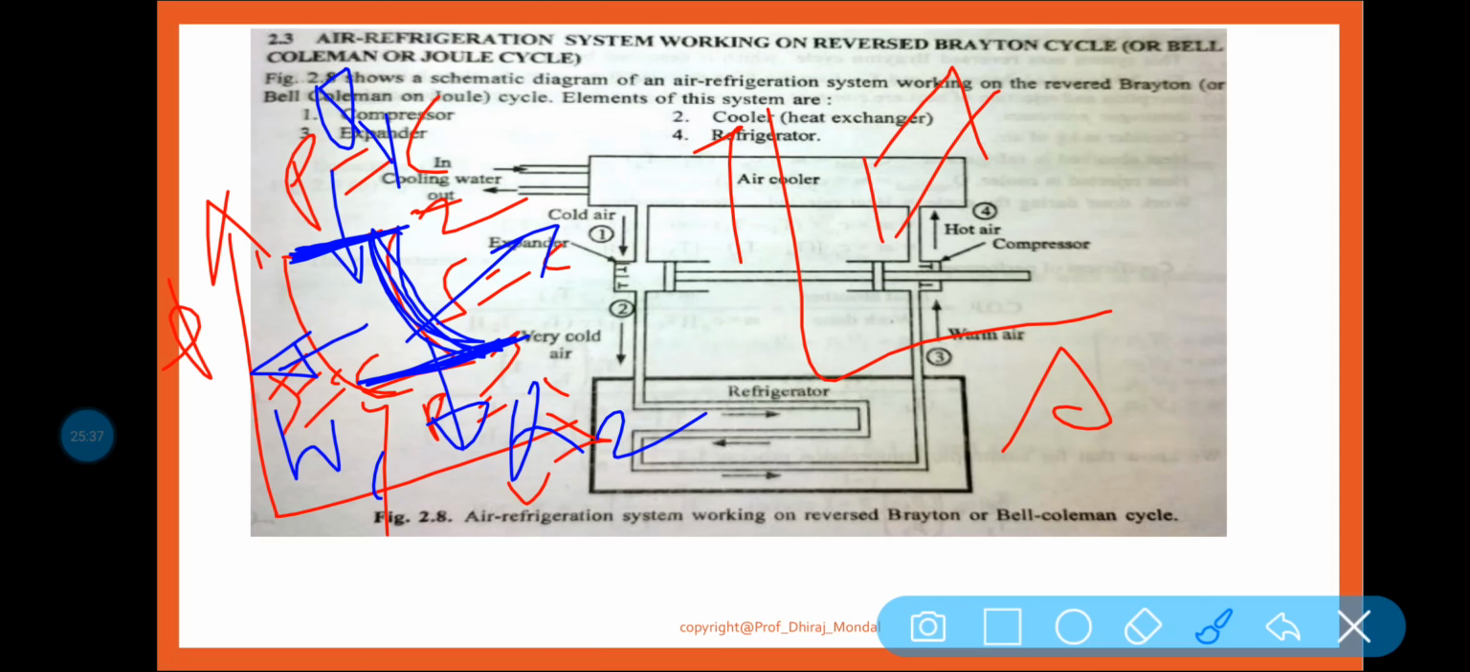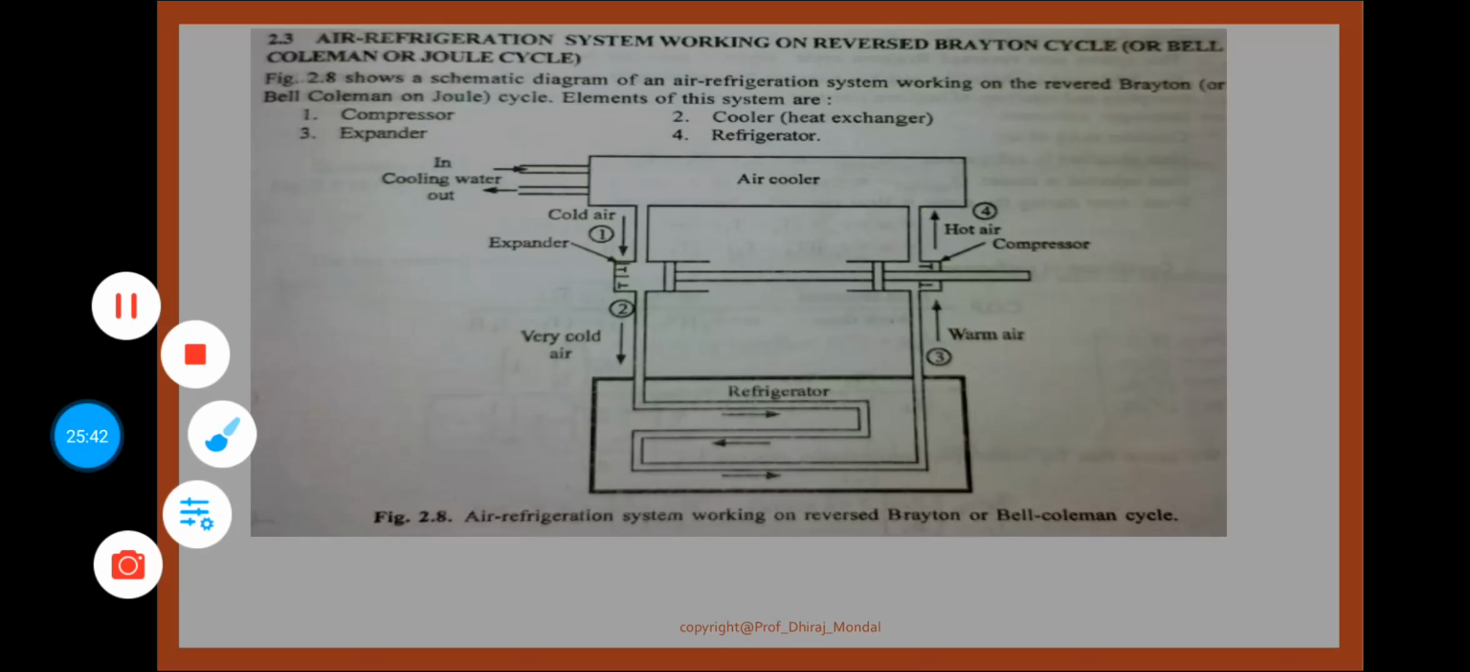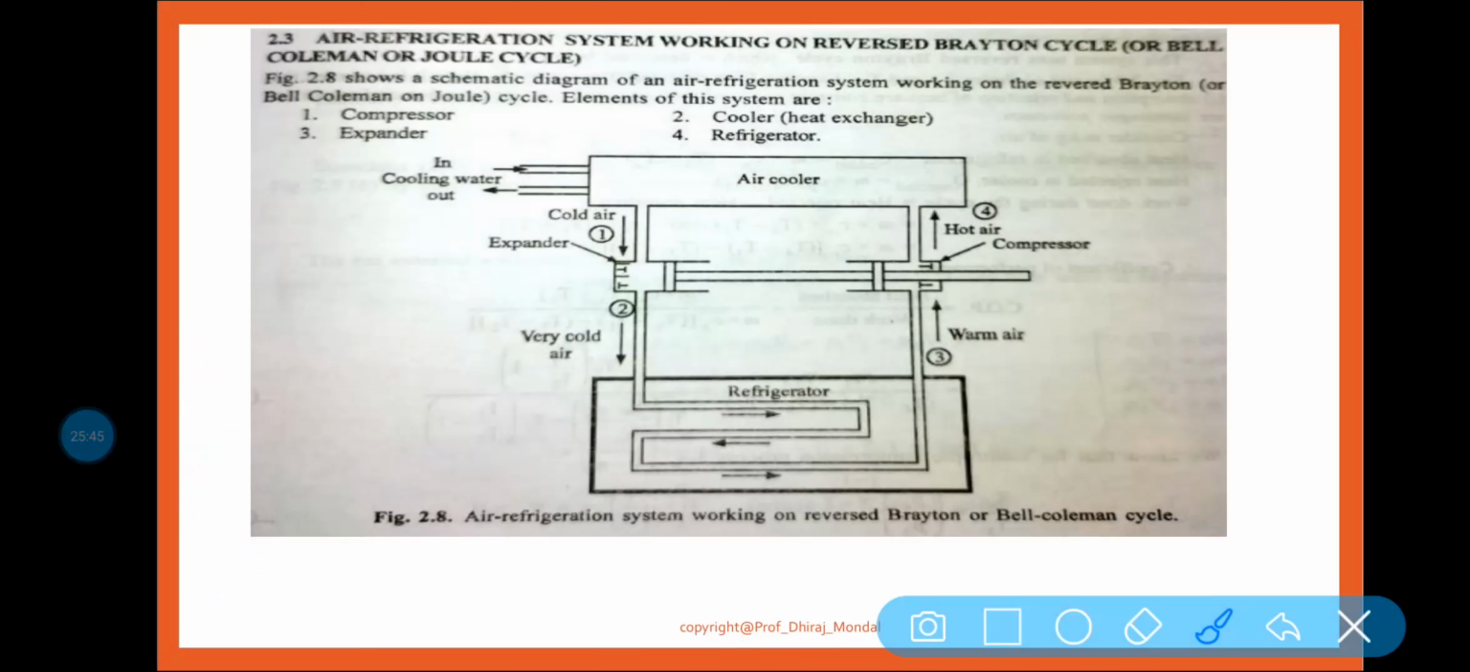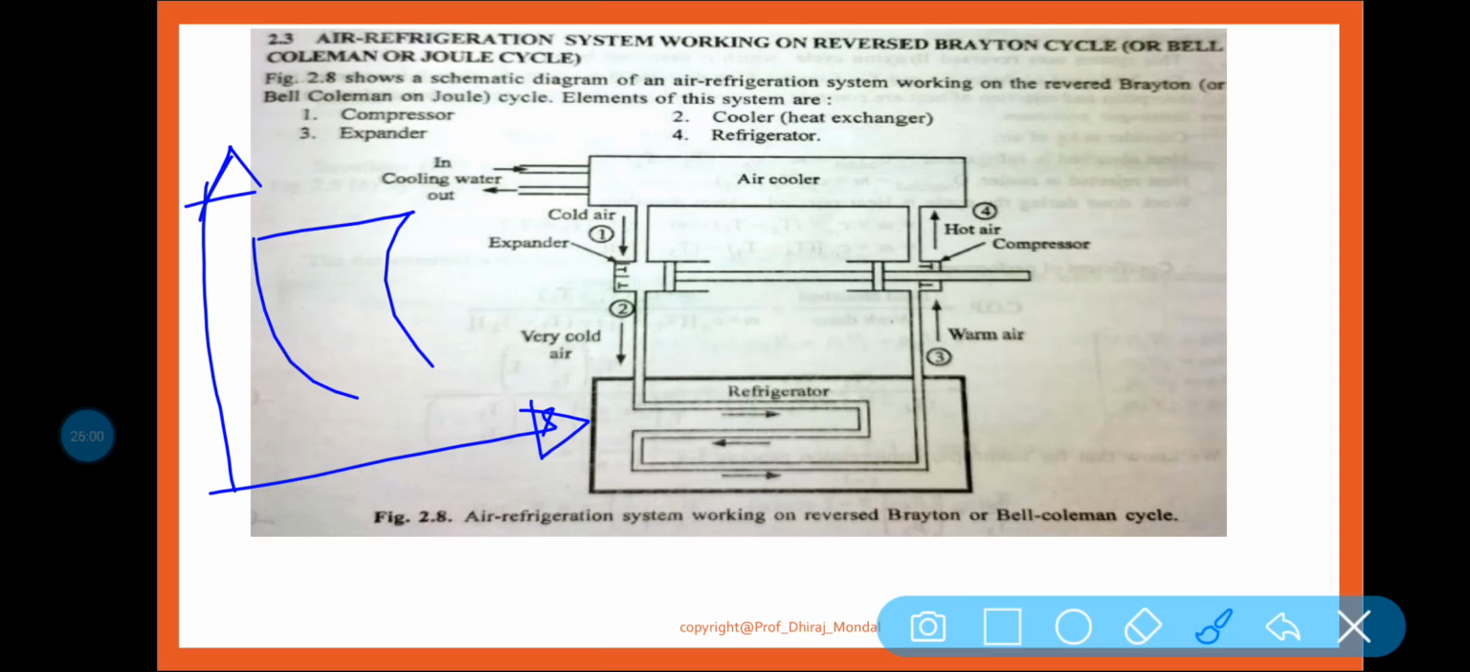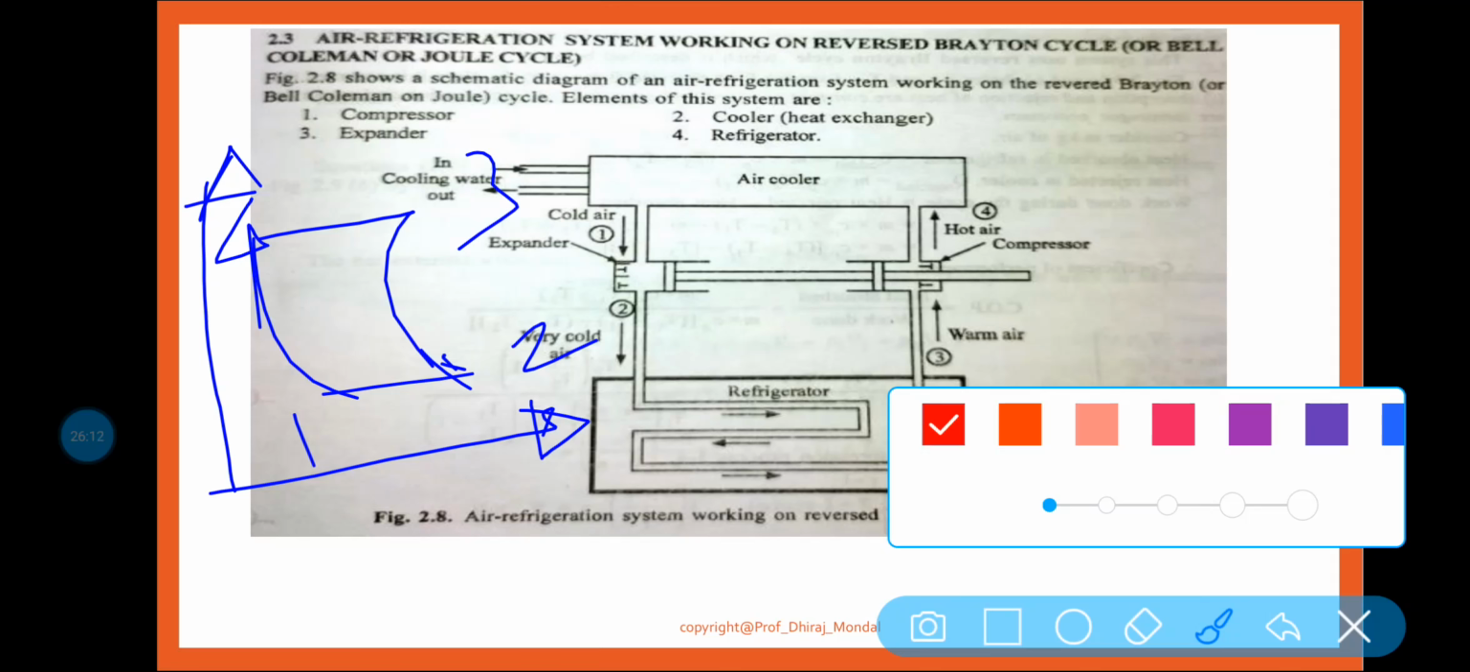So I hope it is clear. Brayton cycle, similarly 1, 2, 3, 4 in the TH diagram. So Brayton cycle you have gone through in your thermodynamics or gas turbine. When you have gone through gas turbine, this part is already discussed. So if you know the Brayton cycle, then this part will be easy for you, because this air refrigeration system is operated by reverse Brayton cycle. So you know that Brayton cycle and reverse Brayton cycle.